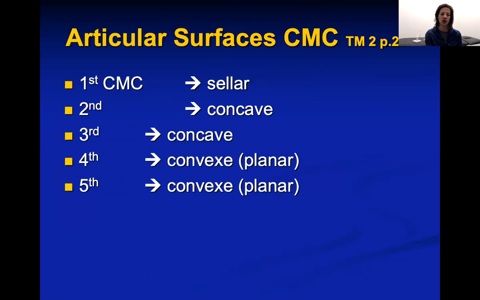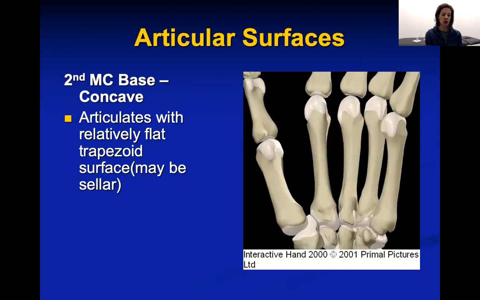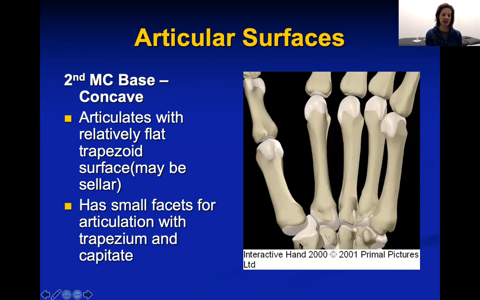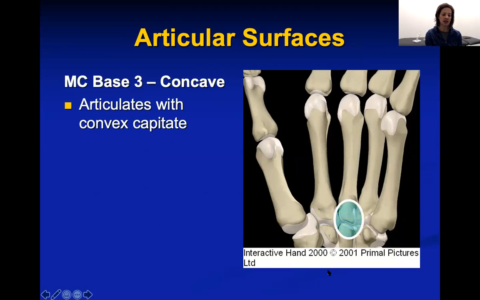To look at the articular surfaces, the first CMC is sellar, but the second and third we said are going to be concave on convex, and fourth and fifth are convex or maybe planar. So the second metacarpal articulates with the trapezoid and has small facets for the trapezium and the capitate as well, as you can see here. The base of the third metacarpal is more concave again. So we said the second and third are concave and articulate with the convex capitate.